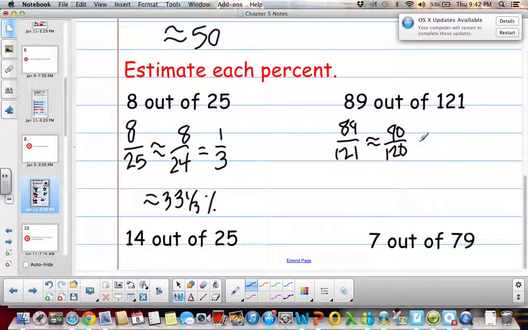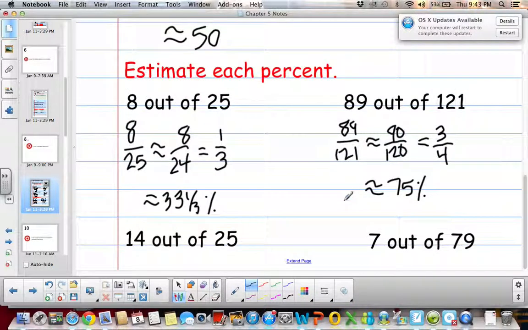If I simplify 90 over 120, I can divide both numbers by 30. 90 divided by 30 is 3, because 30, 60, 90. And 120 divided by 30 would be 4. So we have 3/4. Then if we look on our table, we can see that 3/4 is 75%, but we want to keep it as an approximate because we changed our numbers. So 89 out of 121 is approximately 75%.